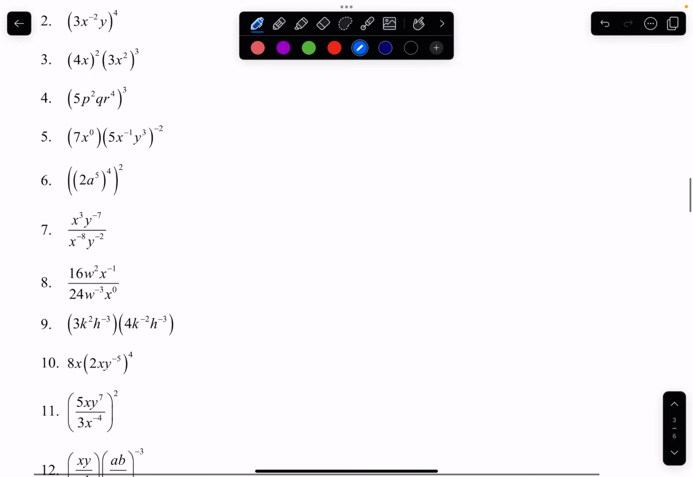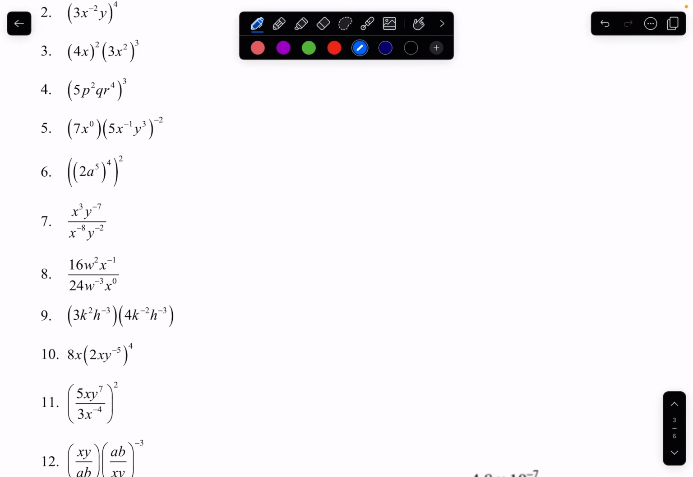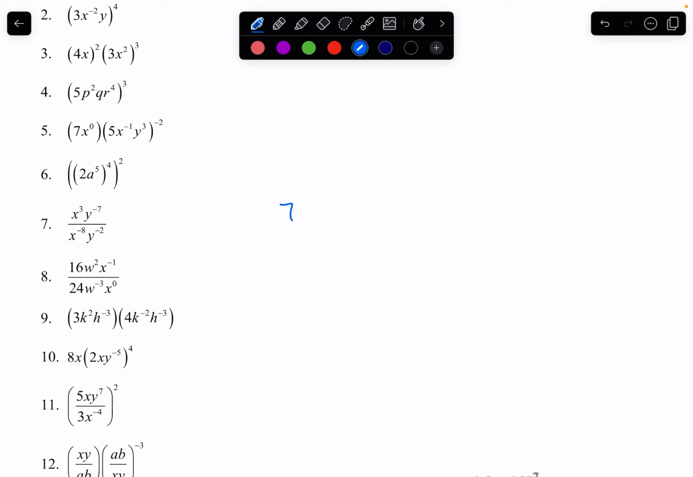So your answers are going to look like a mess. You're not going to get 7 as an answer. Your answers are going to look like a whole bunch of exponents and letters and numbers put together. So don't stress if it doesn't look super clean.